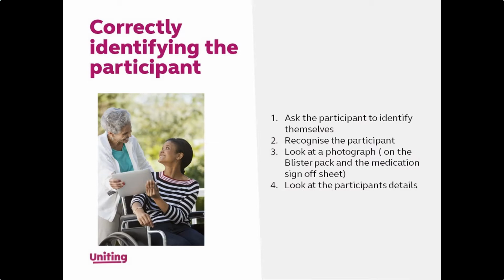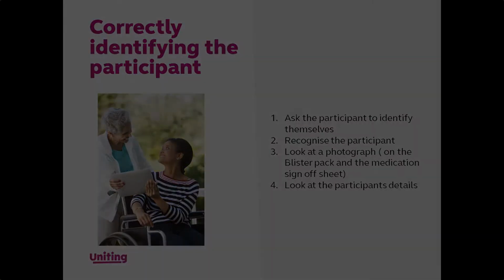So to start with those rights, when we talk about the right person, we need to make sure that we correctly identify the participant. We need to ask them to identify themselves. Call them by name. We need to look at them, to recognise them. Look at the photograph contained within the medication charts. Is it the same? Look at the photo that's on the blister pack. Do they all match? Look at the details that are recorded on those charts and on those packs.